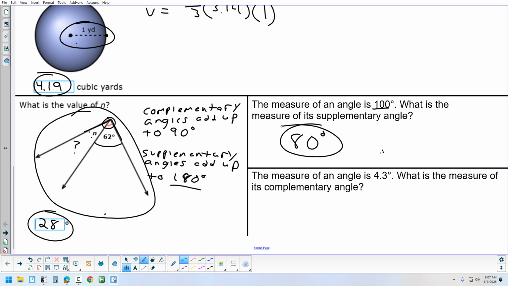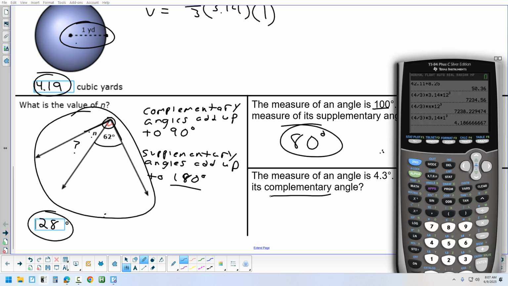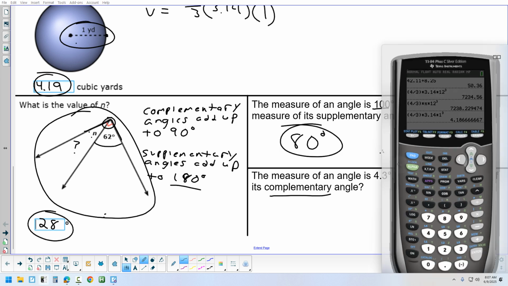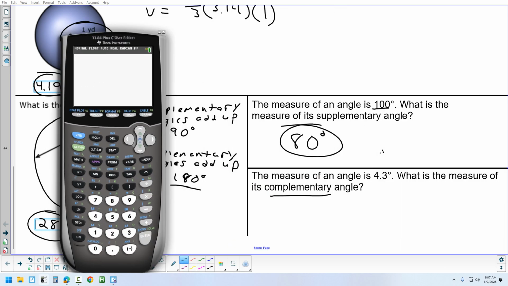And then finding a complement. It says the measure of an angle is 4.3. Find the complementary angle. So you might need a calculator because that one's a decimal. Complementary means they add up to how much? 90. So what would I do with 4.3 to get the answer?